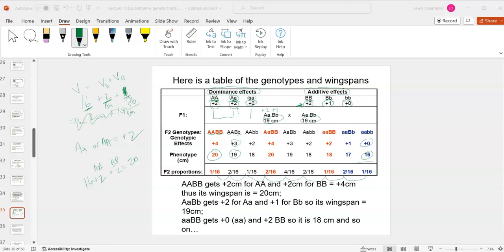So this is an example of how we could have variance due to dominance and variance due to additive effects contributing to our genetic variance. Hopefully that makes sense.